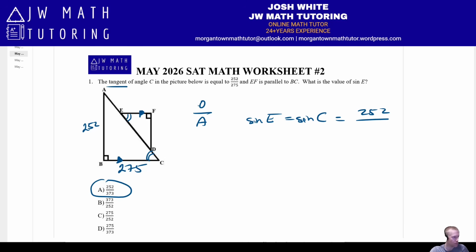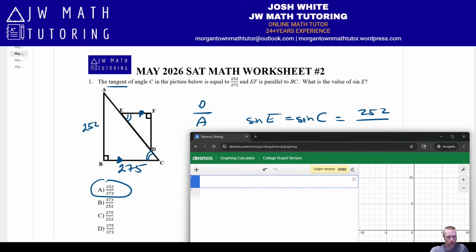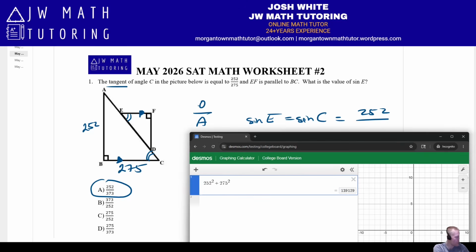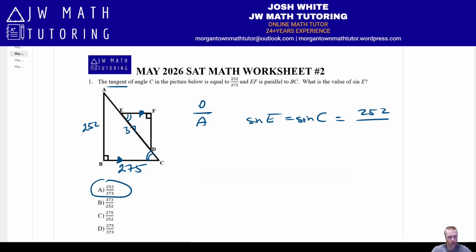Easiest way is going to be going to Desmos here and just using regression, because I've got 252 squared plus 275 squared, and that is equal to, we'll just call it c squared. Okay, so it's 373, therefore the hypotenuse is 373, so this would go down here. So the correct answer is just going to be this, 252 over 373. Okay, and that's it.